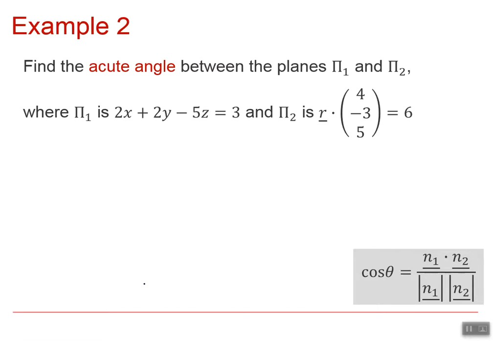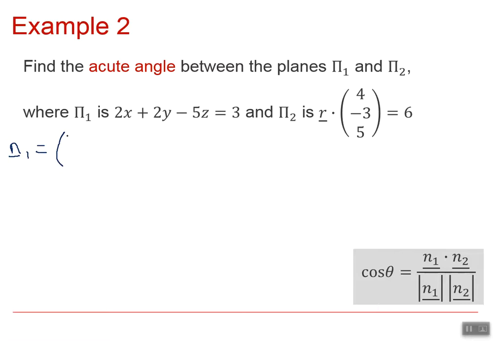Okay, so the second example, we're going to find the acute angle between these two planes. Now, what you need to look out for is that sometimes your calculator may give you the obtuse angle between the planes, because if you think about the diagram, we can have two angles between the planes, an acute one and an obtuse one. So in that case, what you need to do is remember that the acute angle is going to be 180 subtract the obtuse angle.